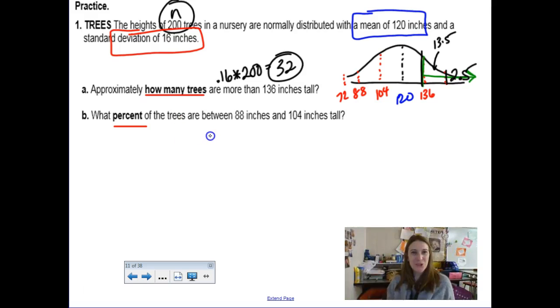All right, what percent of the trees are between 88 and 104? So this time they just strictly want our percentages. So between 88 right here and 104 right here. Well, that's a really easy question because that's one of the chunks from my empirical rule, right? So 13.5.